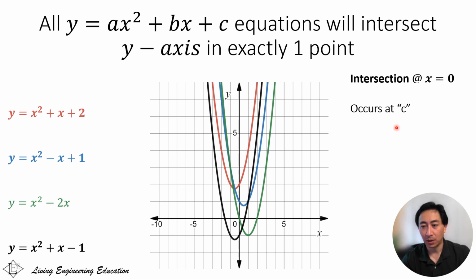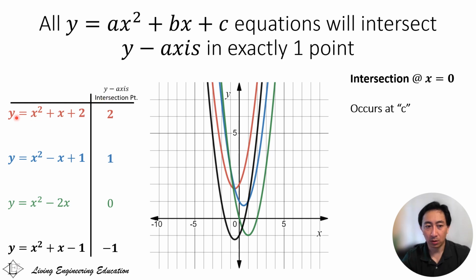It's shifted from it. But if you plug in x equals 0, which is where the y-axis is, the a and b terms will all drop out, and y will just be equal to the c value. So the red graph here intersects at 2, which is equal to c. The blue graph intersects at 1, which is equal to c. The green graph has a c value equal to 0, so it crosses the origin. The black graph intersects at -1, which is again c.